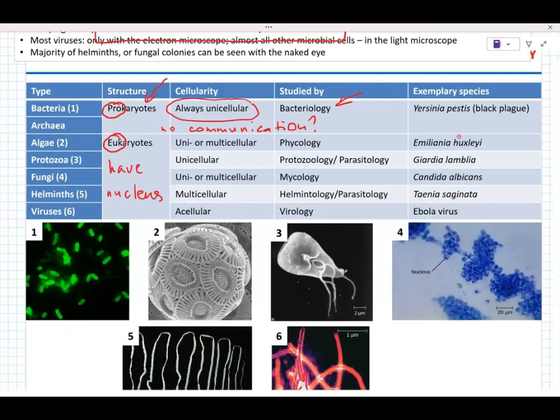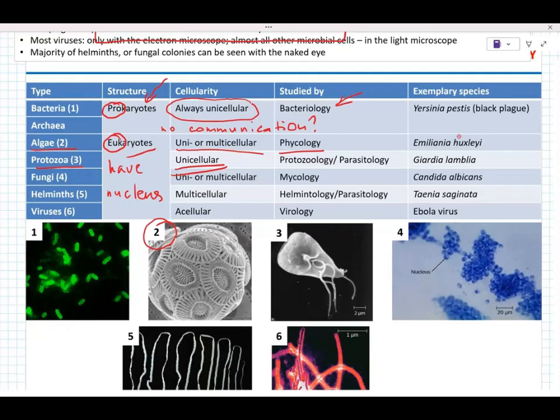And then we have a bunch of eukaryotic organisms. Algae, which can be unicellular, like Emiliania huxleyi, or multicellular, like kelp. And the branch of microbiology that studies them is called phycology. You should know that. Protozoa, their feature is that they are eukaryotic and always unicellular. There's a definition.